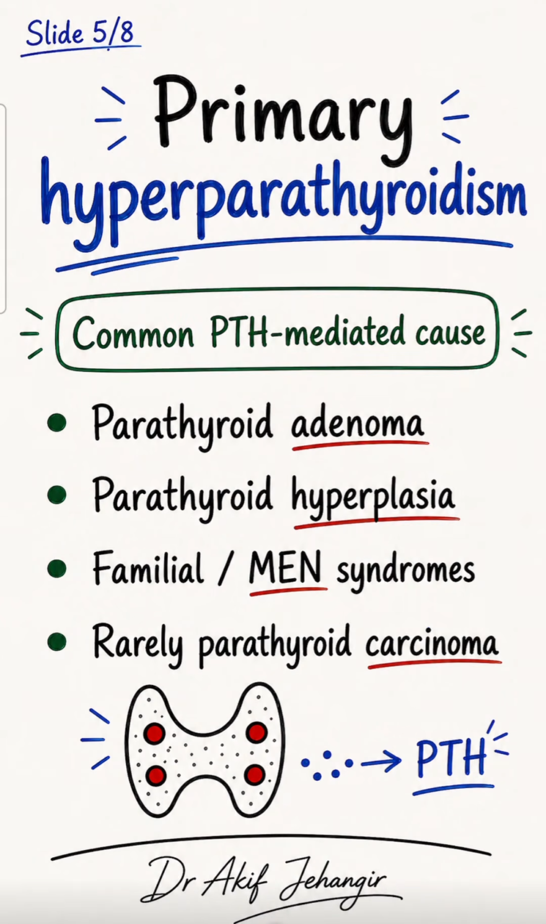Primary hyperparathyroidism is the classic and most common PTH-mediated cause. Think first of parathyroid adenoma, then hyperplasia. Also remember familial causes such as MEN syndromes and rarely parathyroid carcinoma. The biochemical clue is high calcium with raised or inappropriately normal PTH.